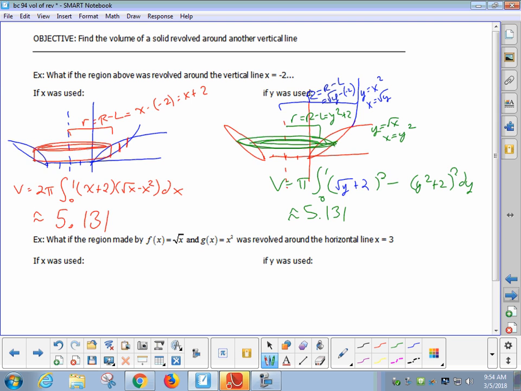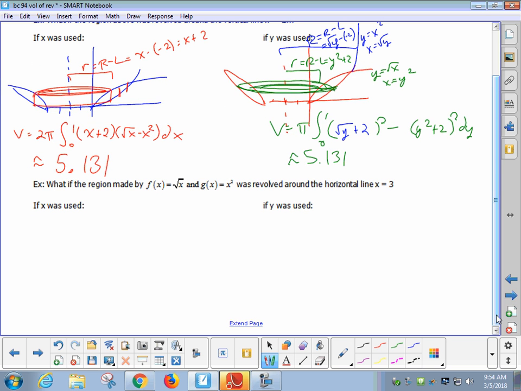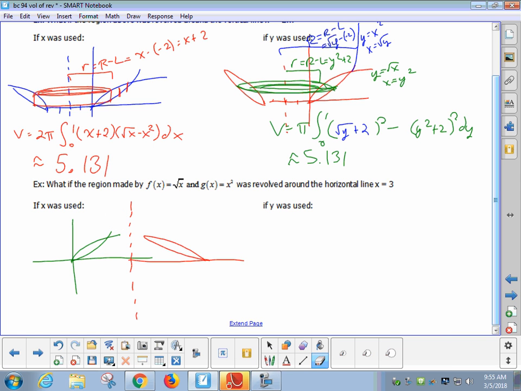So consider one more example. Say you had that same region, but this time it's revolved around an axis that's right of the region at x equals 3. That then is going to change everything substantially as far as setup. Try that one. I'll walk around and clarify if you need, and we'll go over it in a minute.